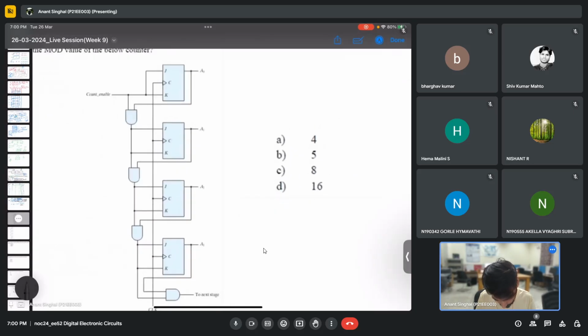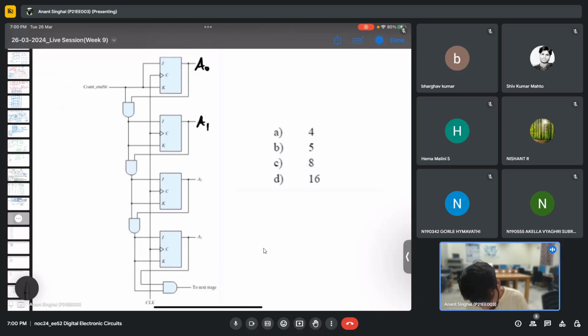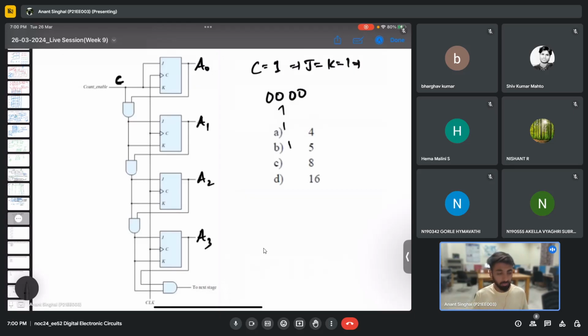You need to find the mod value of this counter. Again, I'm writing this as A0, A1, A2, and let's say A3. This is the count enable. You can assume it to be C, which is not the clock, but the input to the J and K flip-flop. So basically, if C is 1, this will imply J and K will be 1, and the input will toggle. So you can again start with 0, 0. These are 4 flip-flops, so 0, 0, 0, 0, and go till whatever the counting that you are having. Maybe you can take 2, 3 minutes and let me know if you are getting any answer, and then I'll solve.